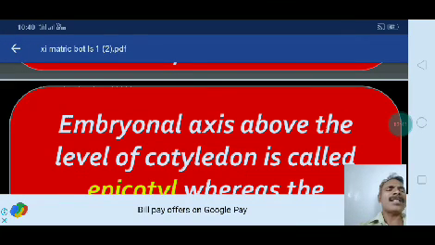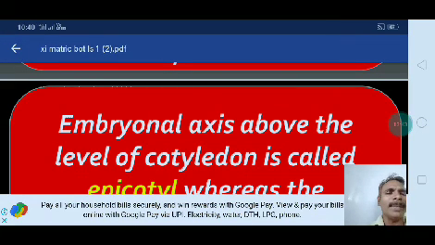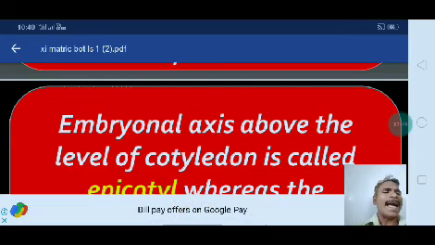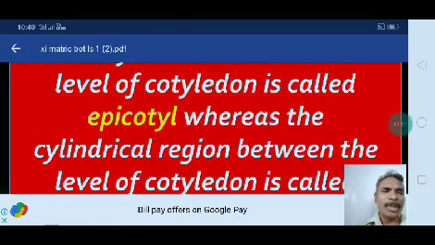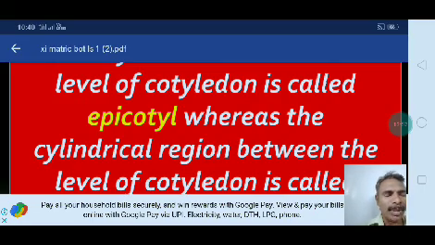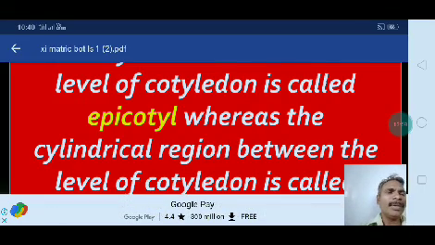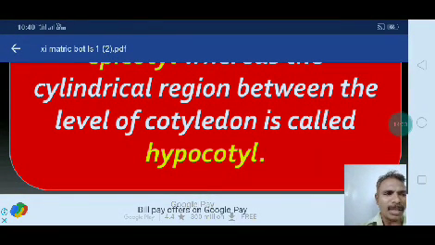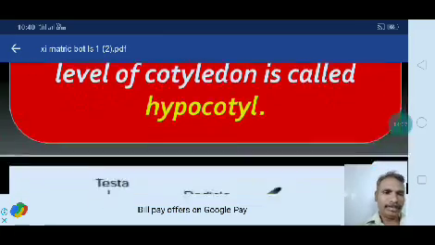The embryonal axis above the level of the cotyledon is called epicotyl. Epi means above the cotyledon region, whereas the cylindrical region between the level of the cotyledons, below the cotyledon region, is called hypocotyl. Hypo means nothing but below.